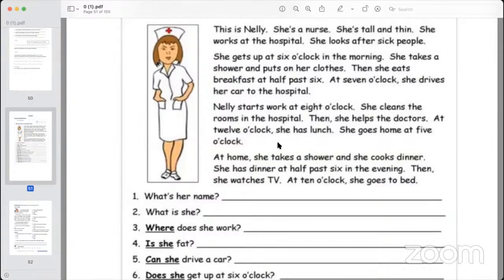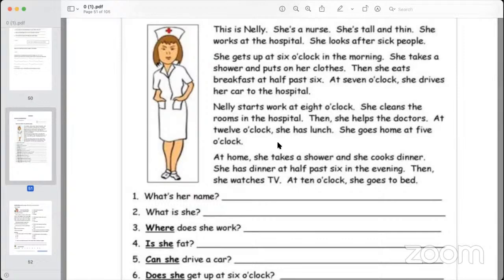She takes a shower and puts on her clothes. She then eats breakfast at 6:30. So breakfast is like the morning meal, and she has it at 6:30. At 7 o'clock, she drives her car to the hospital. So we know that she takes her car to the hospital. She doesn't take the bus, she doesn't take the train, or she doesn't walk. She takes the car to the hospital. And then Nelly starts work at 8 o'clock.